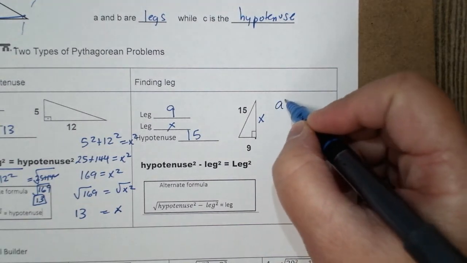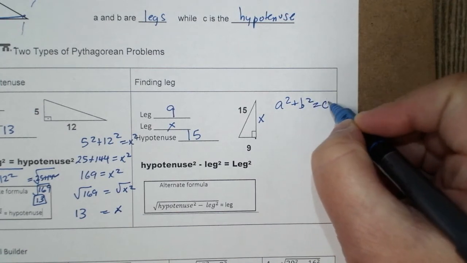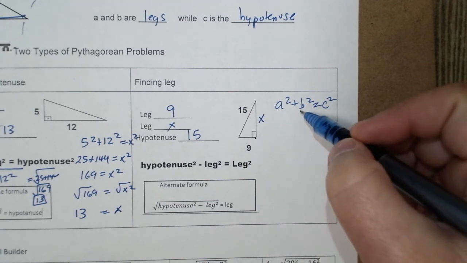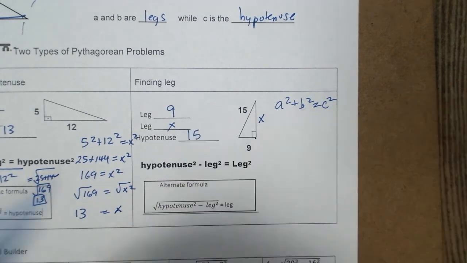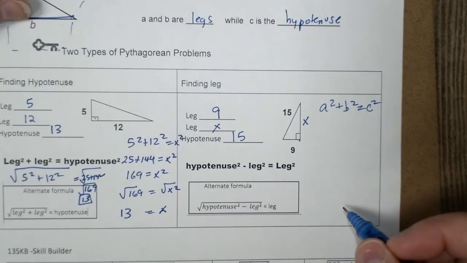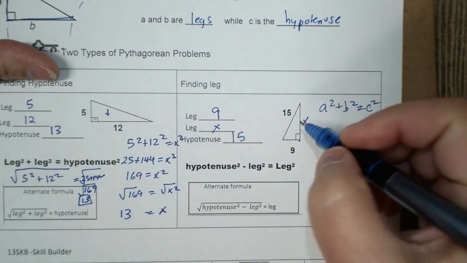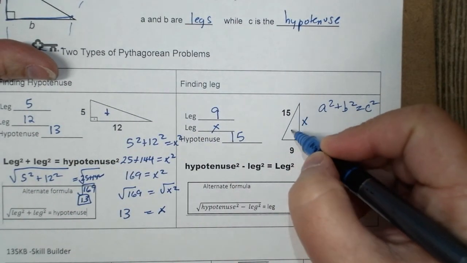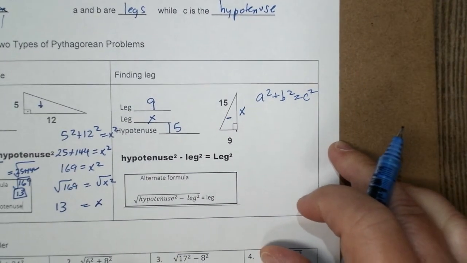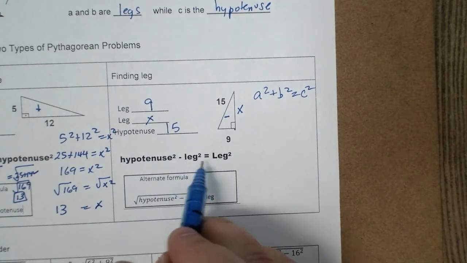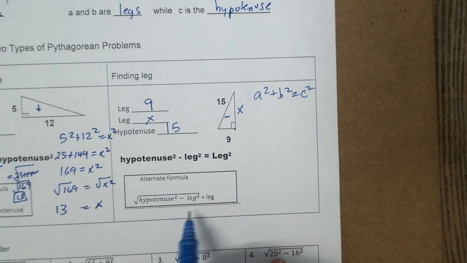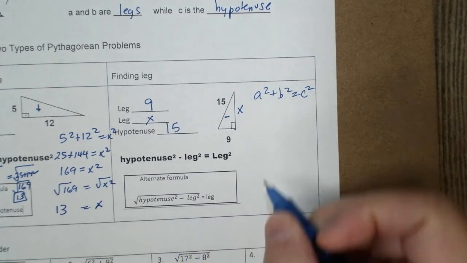So you can do a squared plus b squared equals c squared, and you can put an X here and solve. Or sometimes what students in the past have done is, if you have two legs, you're adding to get your hypotenuse. If you have your hypotenuse, you have to subtract to get the other leg. So this is why this formula is written a different way, and it's even written a different way here because it is the shorter way.